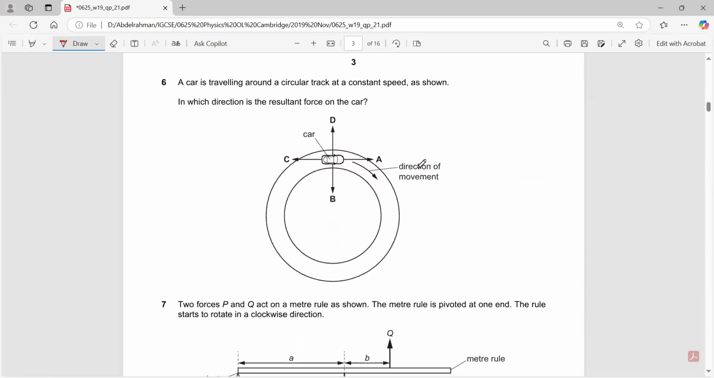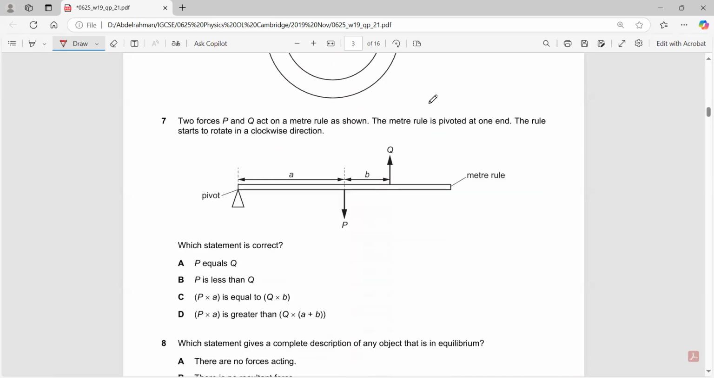Question 6. In which direction is the resultant force on the car? This is a car moving in a circular path, therefore the direction would always be towards the center of rotation. B.